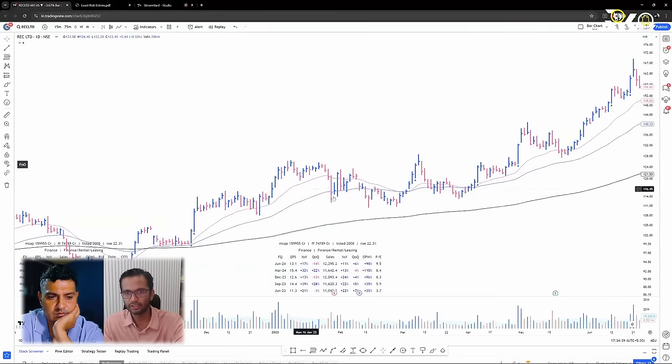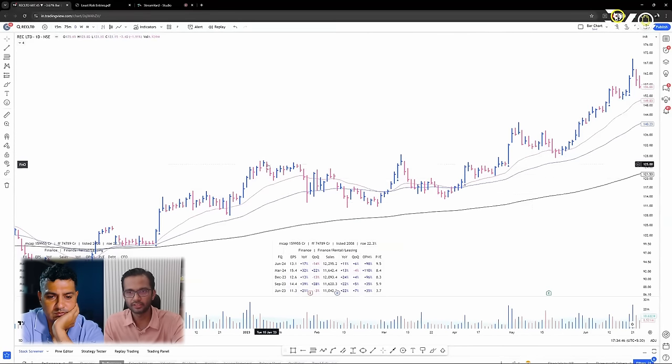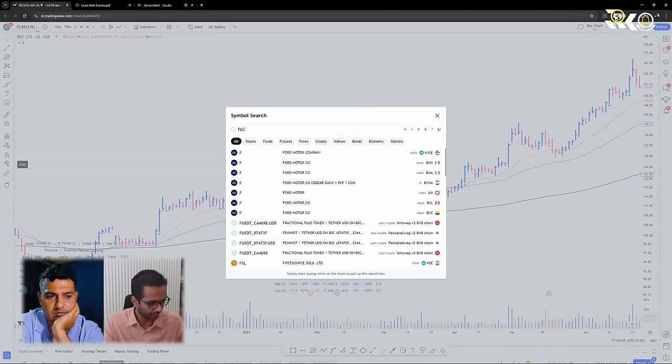If you see here, this was a very beautiful chart. The stock was already in an uptrend and then it went sideways. It formed a very good long base. So again and again, I'll repeat the same thing: these longer base breakouts will result in larger magnitude of moves. I can show you many, many examples.